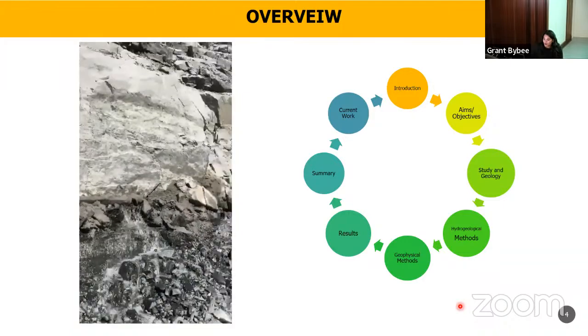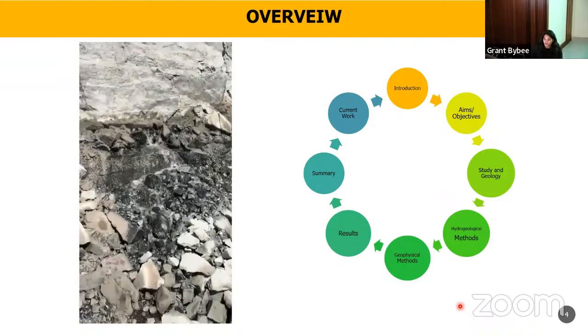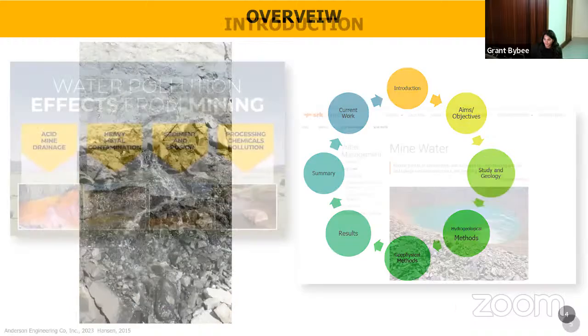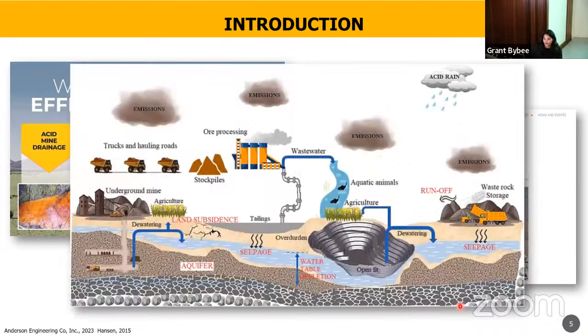So just the overview: the image on the left is the problem that we're facing at the mine. As you can see, there's a high flow rate, which is kind of unmanageable for the mine, so we were trying to help solve that problem. The problem with mining and the water involved is that we have various environmental impacts: acid mine drainage, heavy metal contamination, sediments and erosion, and process chemicals that can be leached from our tailings into our groundwaters. So we're trying to find ways to mitigate these risks. There are companies doing various work trying to manage these groundwater flows, minimizing these environmental impacts.